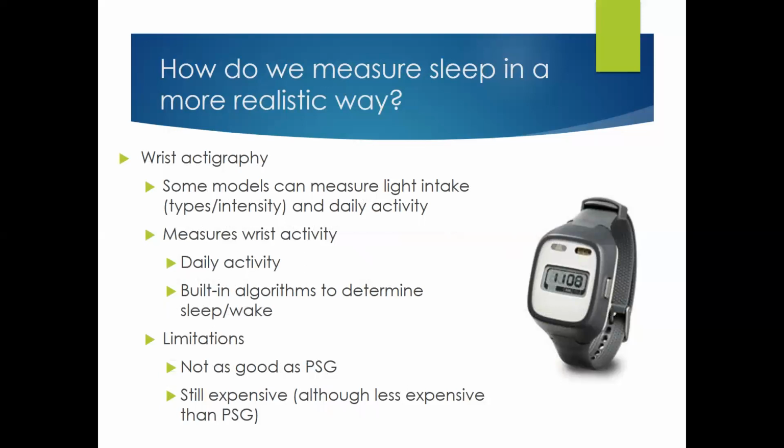If you look at the top of that watch, it's got sensors. This one can actually sense light, so that's really neat to see how much light you're getting throughout the day. And really what it does is it is what we call an accelerometer. It measures how much you're moving your wrist and how active you are. And then it has very complex algorithms to determine how many times are you active during a particular period of time, which we refer to as an epoch, how much time you are moving. And if you're not moving a lot, if you're below the threshold, then it calls it sleep. And if you're above the threshold, it calls it awake.